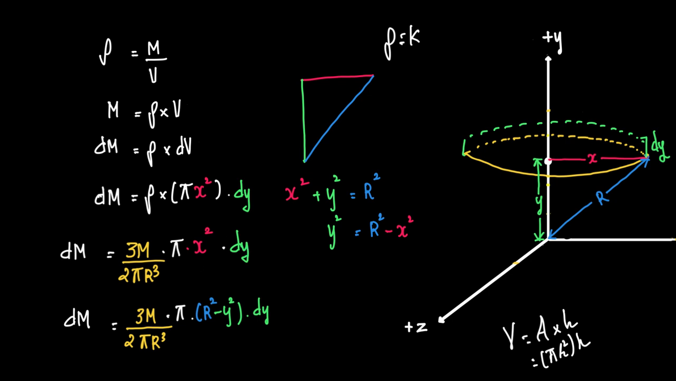X square is, okay, oh I'm so sorry, it should be the other way around here, right? It should actually be x square is equal to r square minus y square, and not y square is equal to r square minus x square, because the equation is in terms of dy. My bad. So we will have x square is equal to r square minus y square. Yeah, that makes sense. Now we have this equation, dm is equal to 3m by 2 pi r cube into pi by pi is 1, r square minus y square into dy.